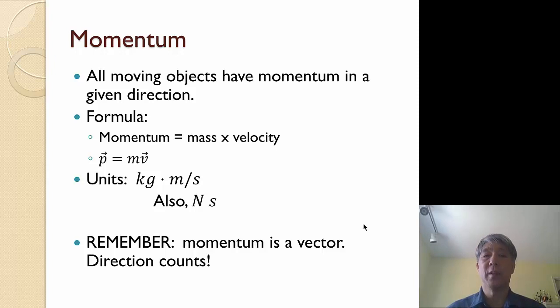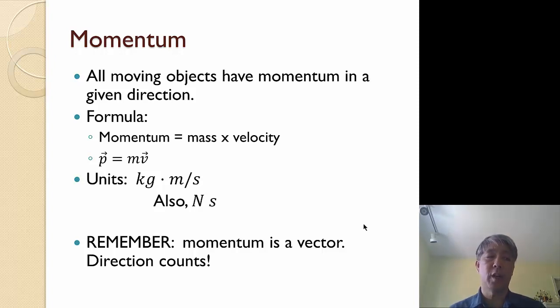Notice the arrow above the letters P and V. That indicates that this is a vector. The units for momentum are going to be kilograms for the mass times meters per second for the velocity. Later on, we're also going to find that it has another form that we can use, which is newtons times seconds. The key thing to remember from this slide is that momentum is a vector.